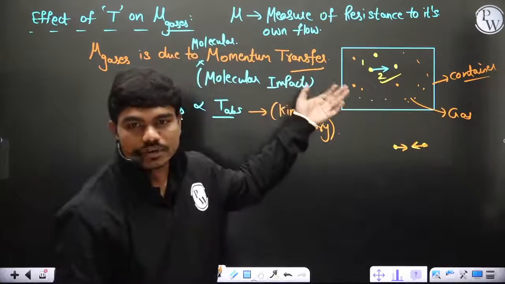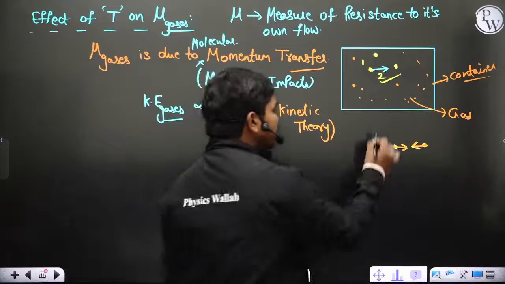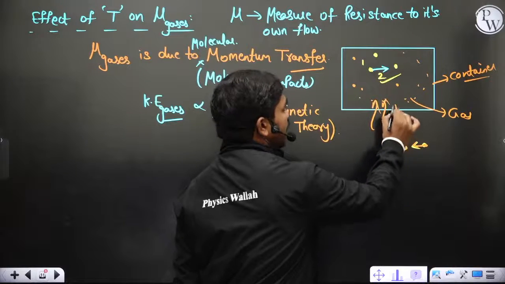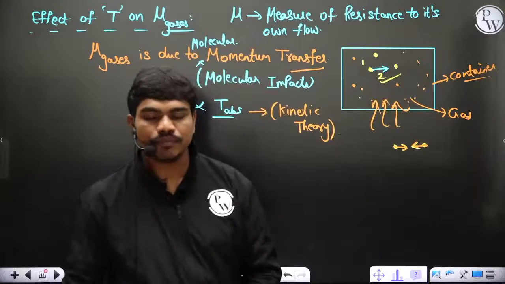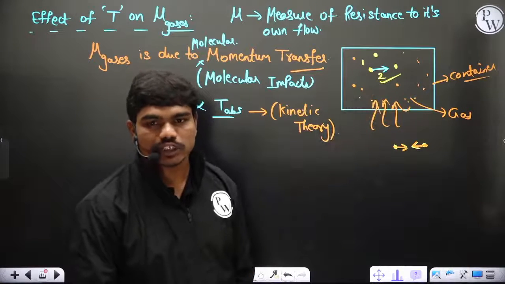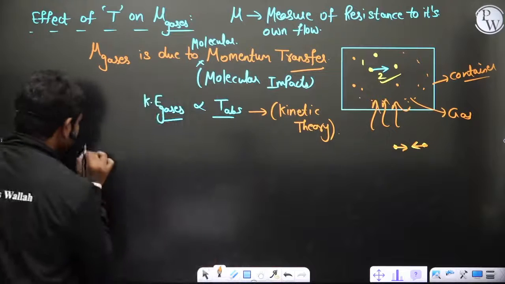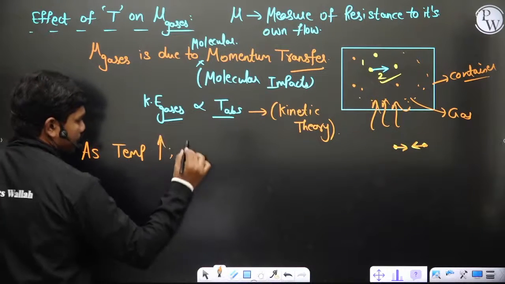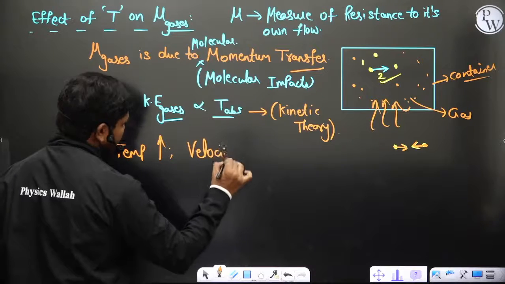Mu is due to the momentum transfer. Now tell me one thing. If I start heating this, and let us suppose I am trying to raise the temperature, then definitely the velocity of these molecules will actually increase. Yes or no? So as temperature increases, velocity of molecules increases.